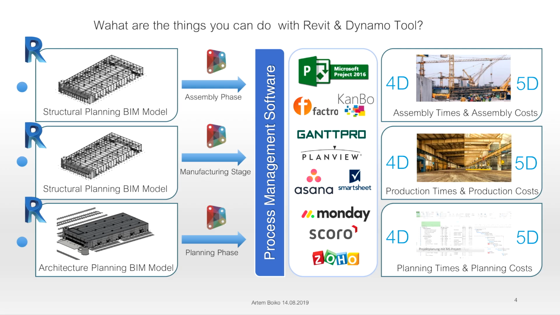What else can you do with the bundle of Revit and Dynamo? If we have a model in architectural planning, we can calculate planning times and planning costs in the planning phase. If we have a model in structural planning, we can calculate production times and production costs in the production phase. If we have a model in structural planning, we can, as I showed you today, also calculate assembly times and assembly costs during the construction phase.